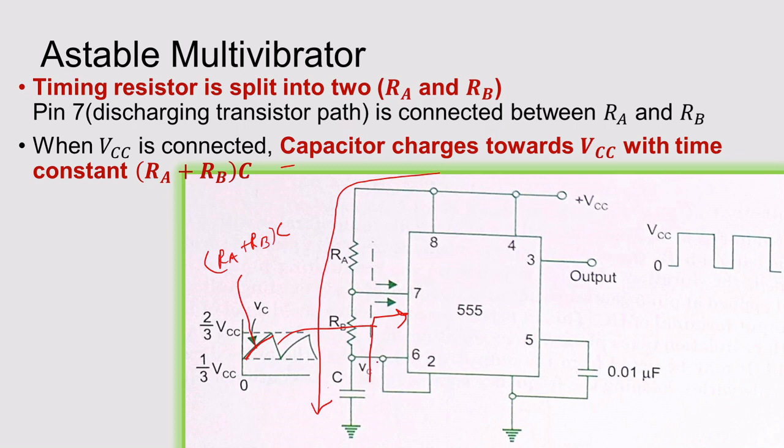Another very important thing here is that the 6th pin and the 2nd pin are both shorted. In the monostable, in the 2nd pin you give the triggering input. But here the 6th pin and 2nd pin are both shorted, and we know that the 6th pin is your threshold and the 2nd pin is your triggering input. Both are shorted and connected to this capacitor.